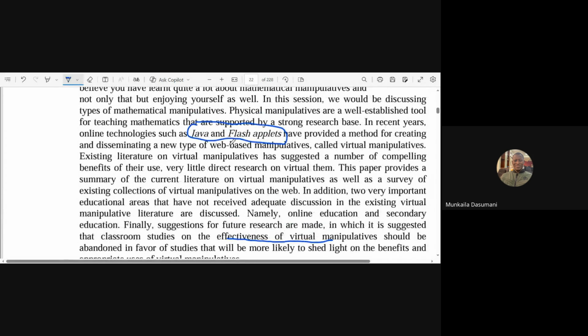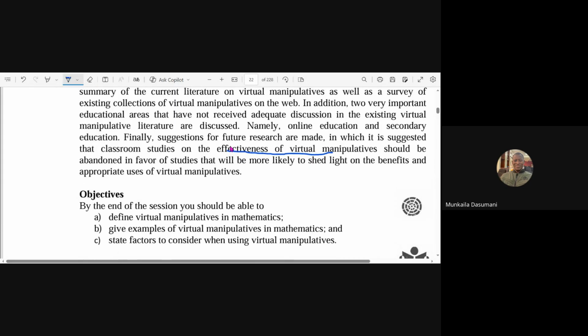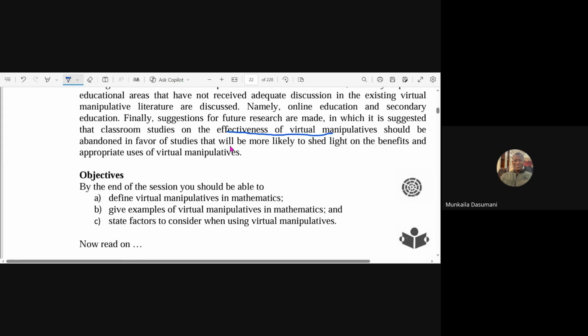She made mention of Java and Flash applets, and also how effective the virtual manipulatives are. Then I move ahead to say that we don't talk much about the introduction, because that is just motivation for the course or for the section. I talk about the objectives: define virtual manipulatives in mathematics. By the end of the lesson, I also give examples of virtual manipulatives and consider factors when using them. These virtual manipulatives are very important.